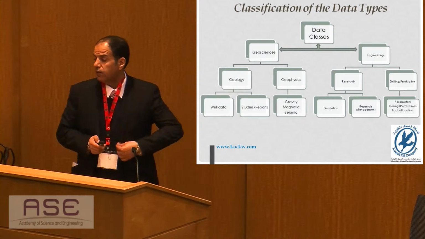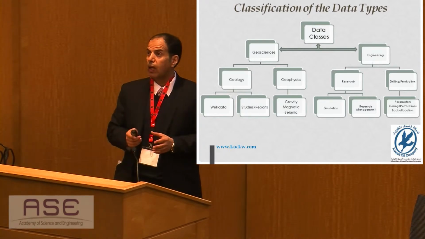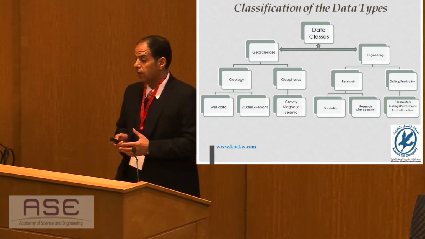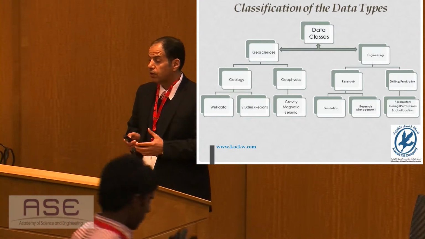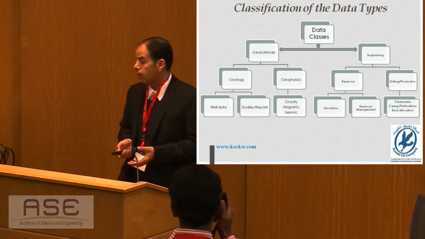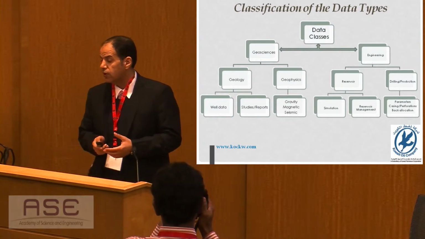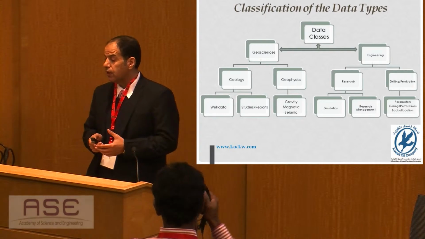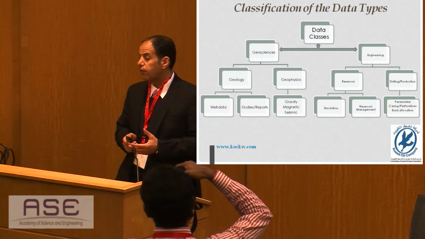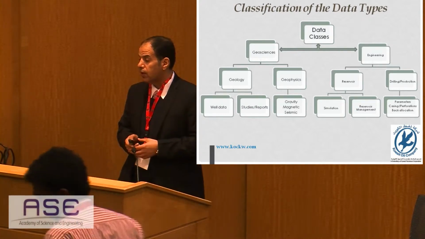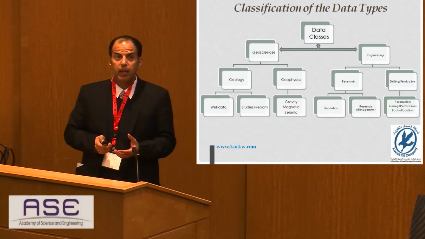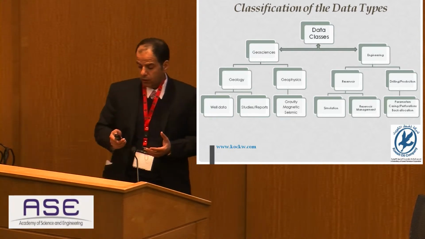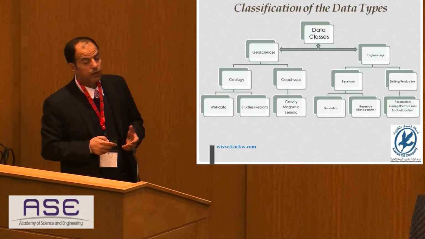So what is the classification of data types? We have 2 types of data: geoscience data and engineering data. The geoscience data covers the geology, the petrophysics, the geophysics, the well data, and the studies. And we have the engineering data, where we talk about the reservoirs, the drilling, production, the simulation, and how we manage our reservoirs. And at the end, we have to link everything.